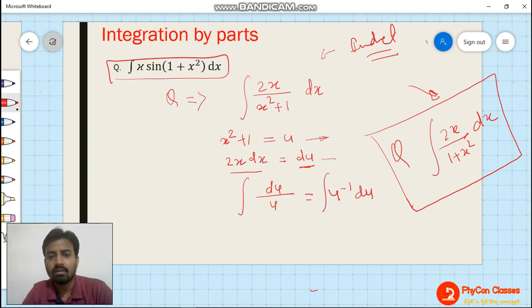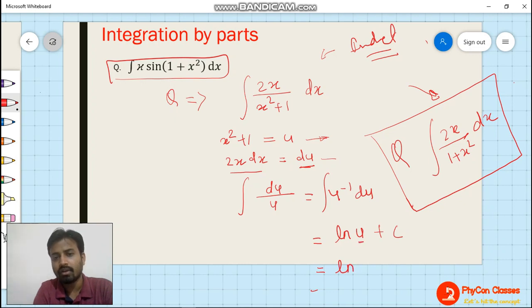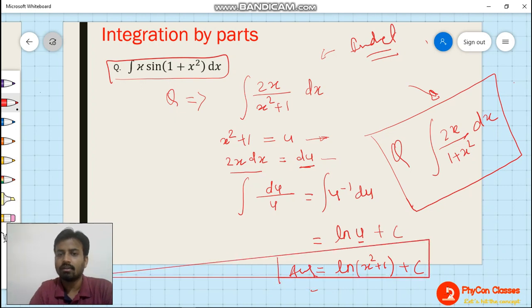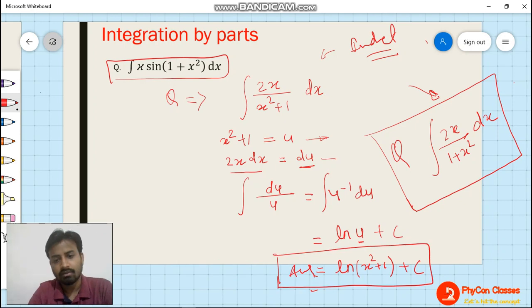We have to find the integration of this. If you remember the formula, the integration of 1 by x is ln x. So here it will be ln u. Plus, since limits are not given, we need to add a constant here. So this will be ln, and now put the value of u back. It will be equal to ln of x square plus 1 plus c. Understand? So this is our answer. Clear? Clear? Okay.